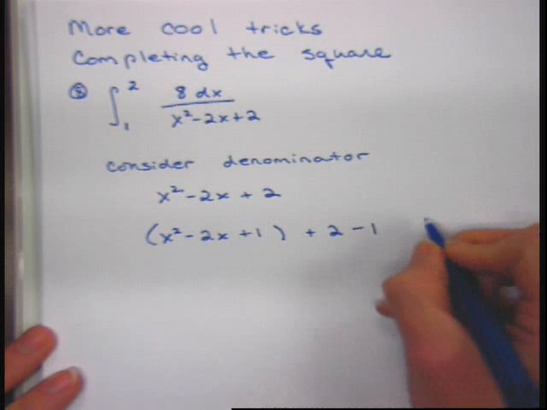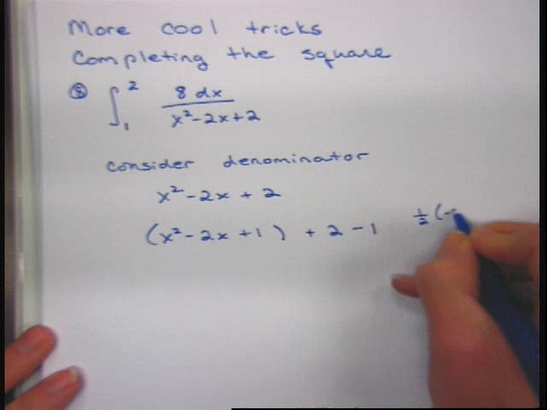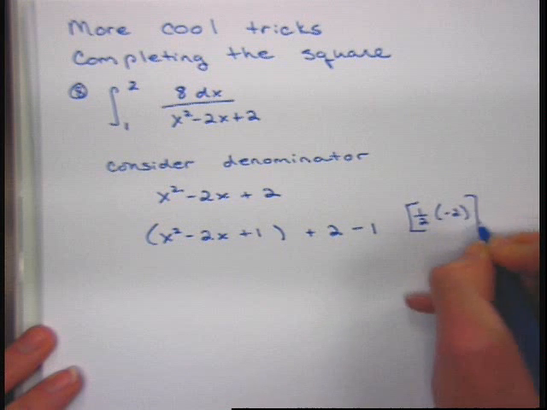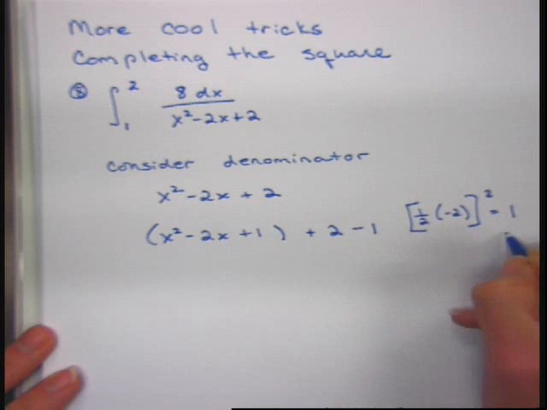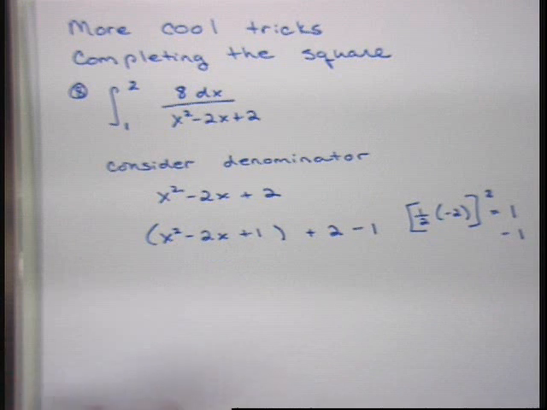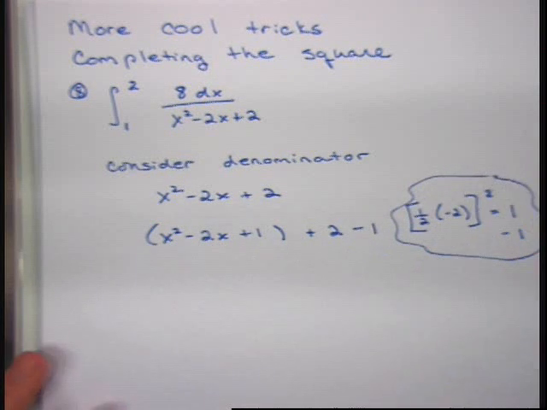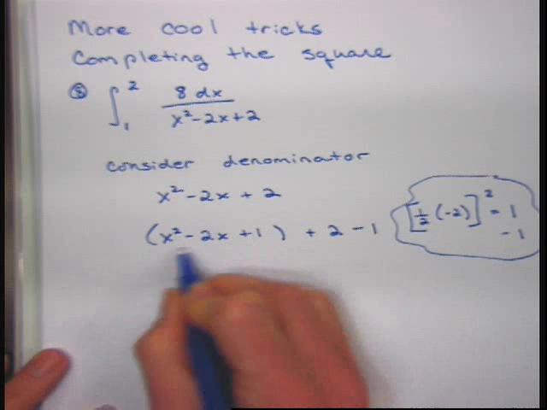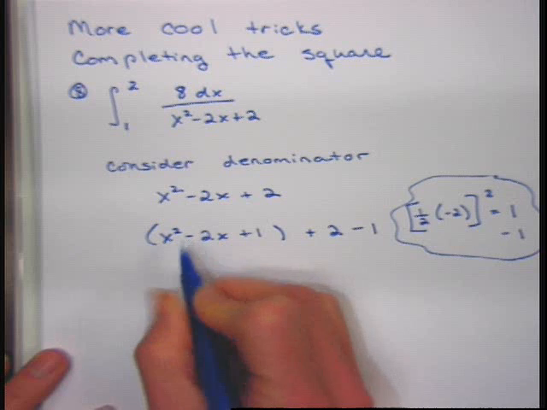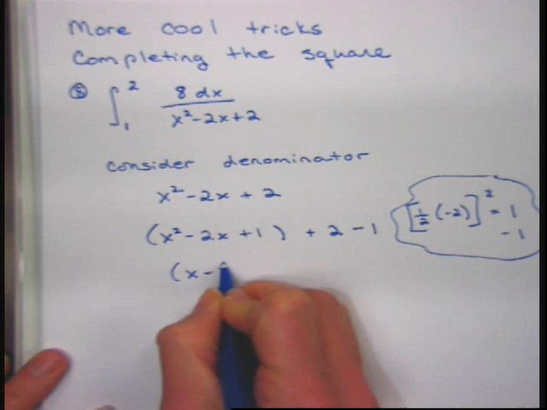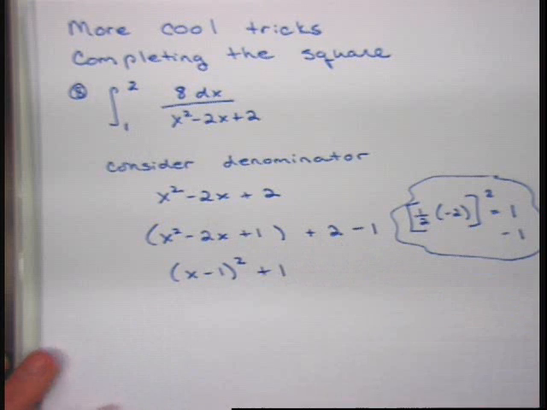So we did half of negative 2, and then we squared it, which made 1, and then we also did a negative 1 because we really want to do nothing. Okay? That's just kind of a little note to ourselves. All right, and so then this factors. It always factors as the half value with whatever the sign is here. So this factors as x minus 1 quantity squared. It's a perfect square. And then this will just be plus 1.